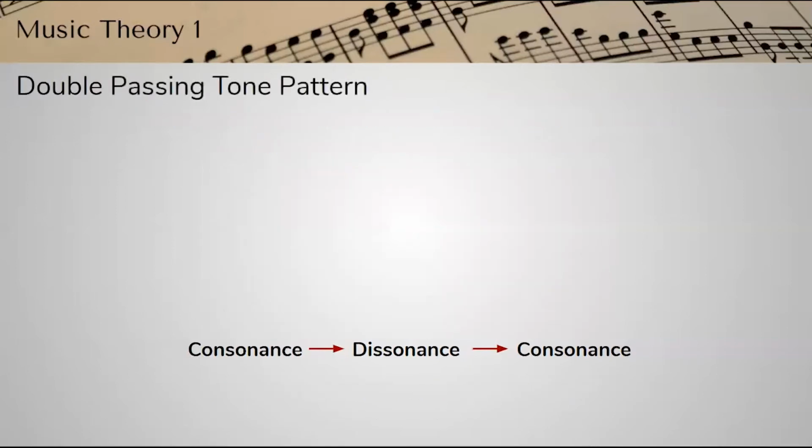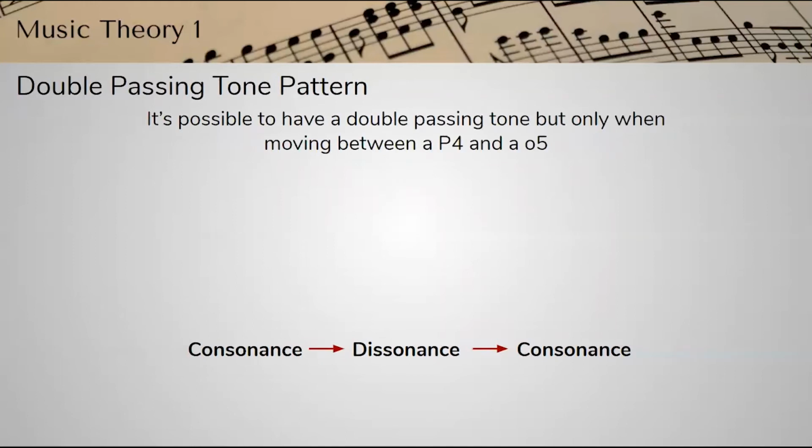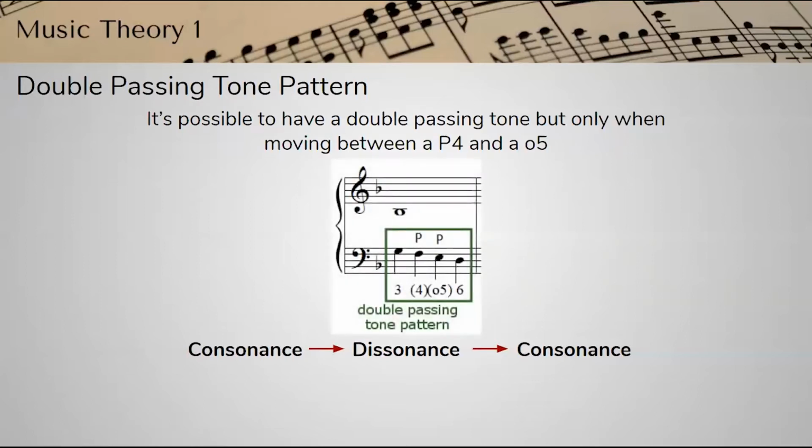And then the final one is sort of a thing, but it really only exists in one place, but it is good to be aware of it. It's not really called this, but I'll just call it a double passing tone pattern. And this just happens whenever you move between a perfect fourth and a diminished fifth. Since those two dissonances are sometimes next to each other in the scale, it's actually possible to do that, even though technically your perfect fourth is not resolving to a consonance like we would expect it to. So here's an example of one situation where that would happen.